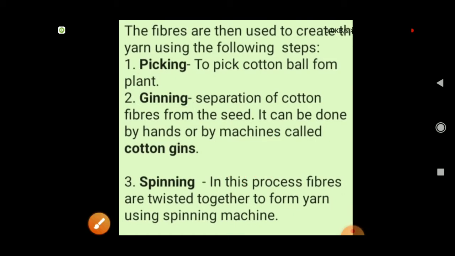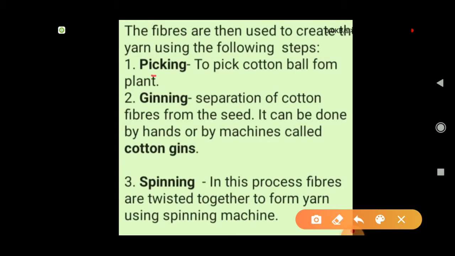Okay, now I told you the first is picking, the second is ginning. Ginning is the separation of seeds from the fiber, or we can say separation of fiber from the seeds. This can be done with the help of hands only, manually, as well as by machines. And the machine which is used for the separation of fibers from the seed is called the cotton gin.